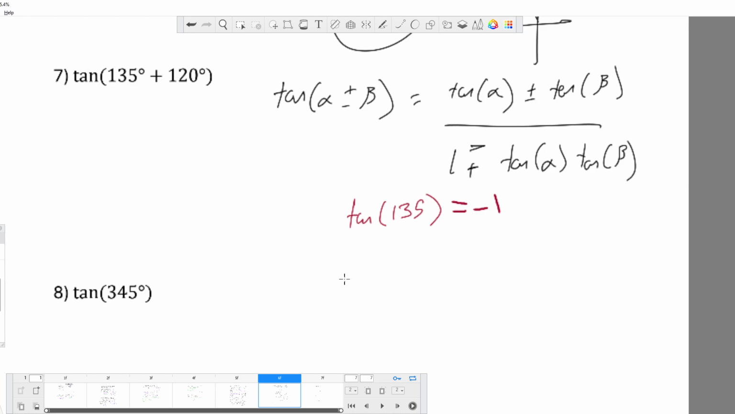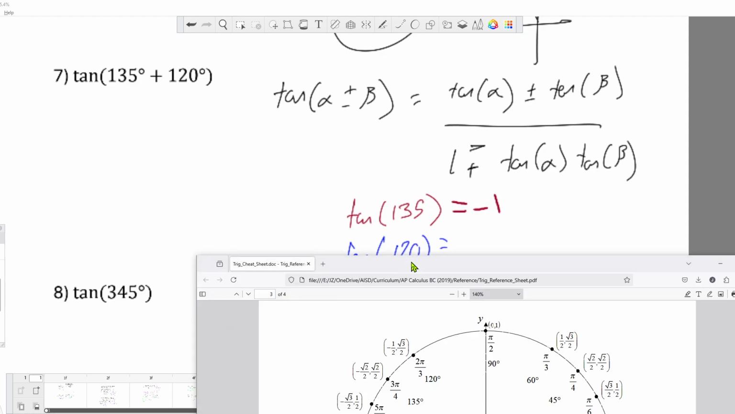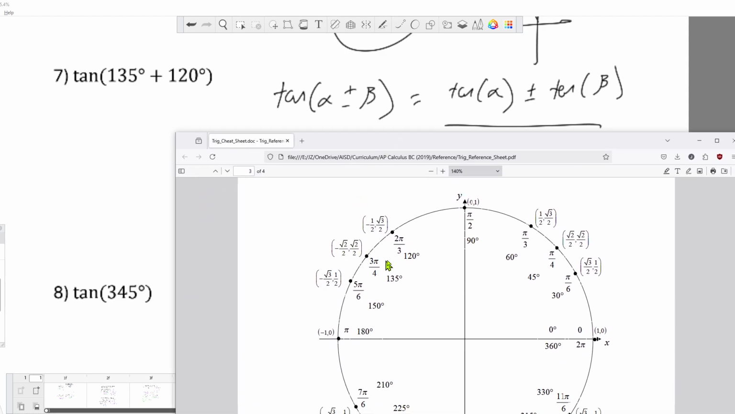And then we need tangent of 120. And if I look at my unit circle, tangent is y over x. So that would be square root of 3 over -1. So that's just negative square root of 3.